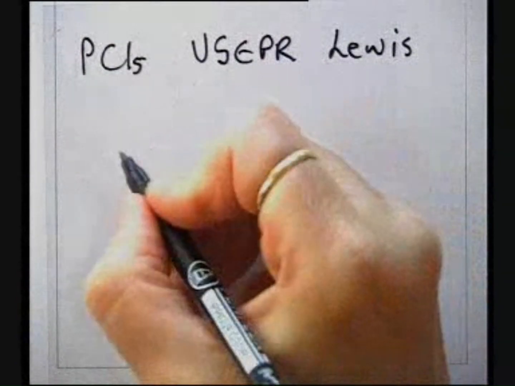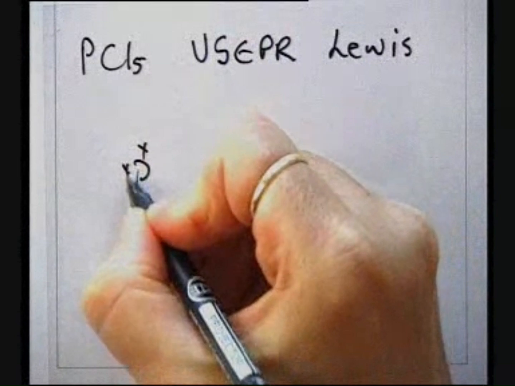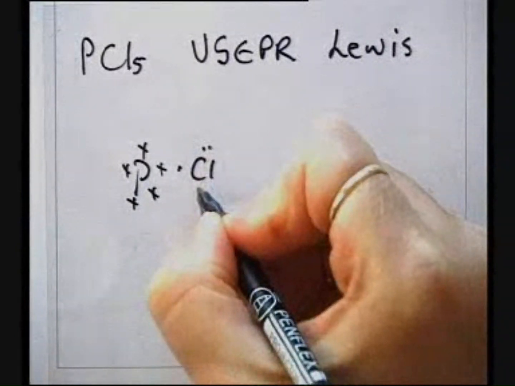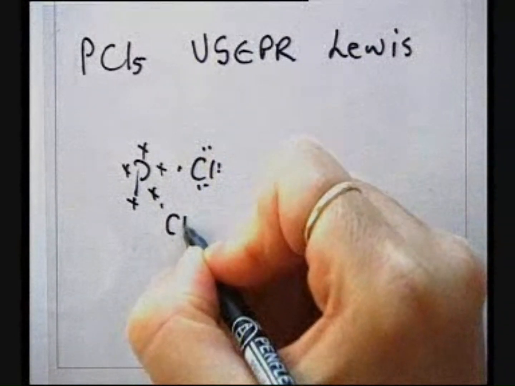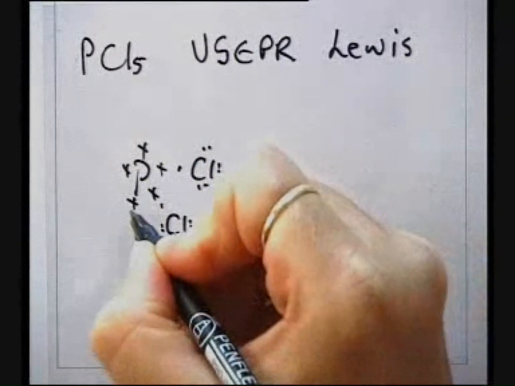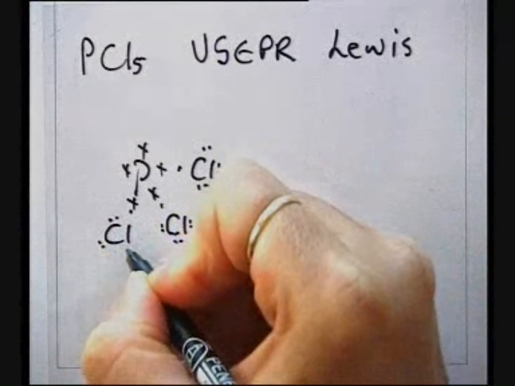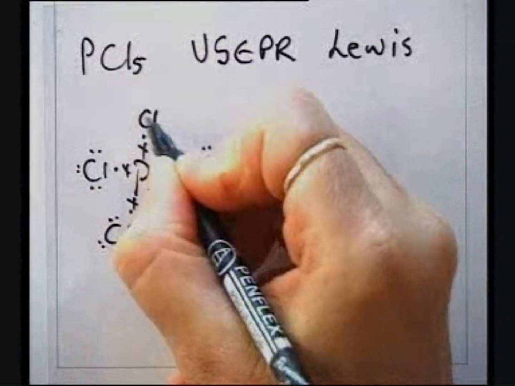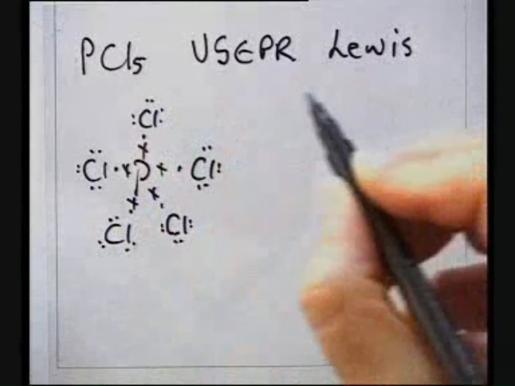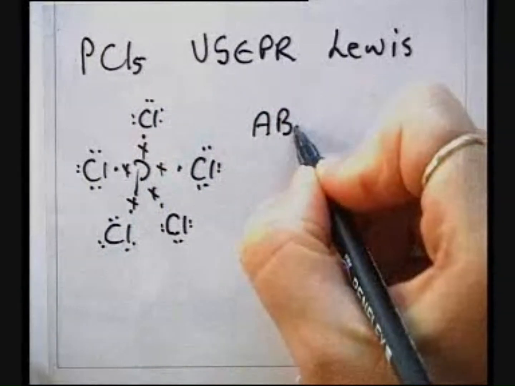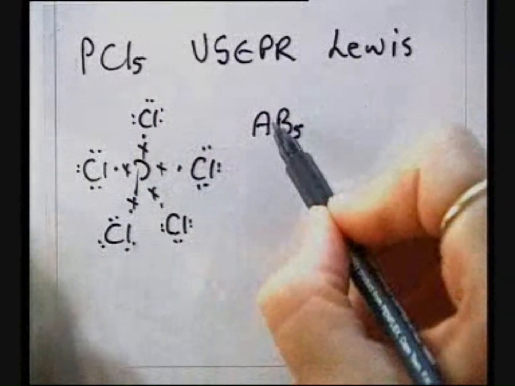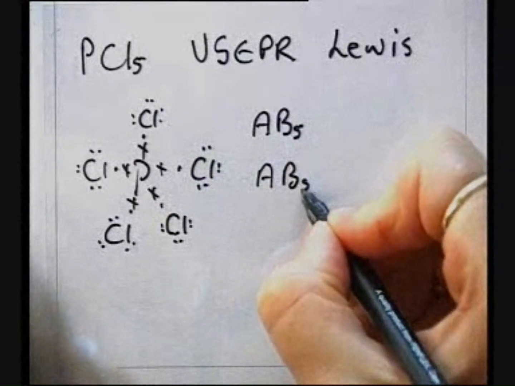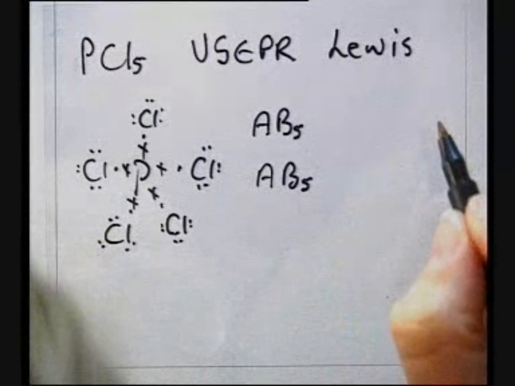Central atom phosphorus, 5 valence electrons. 5 chlorine atoms. We have a central atom A bonded to 5 terminal atoms. No lone pairs on the central atom. Therefore, the electron pair geometry will be the same as the molecular geometry, AB5.